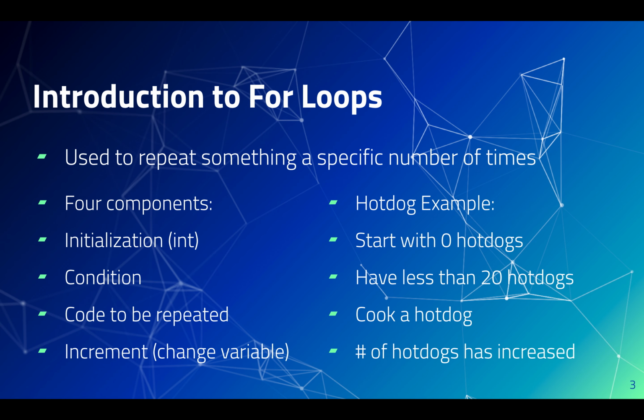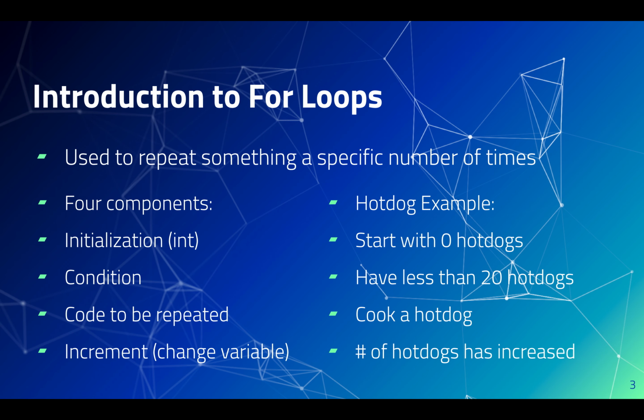Our initialization is how many hot dogs we start off with, which is 0. Then we have our condition for how long we want to repeat the process of cooking hot dogs. Since we want 20 hot dogs, as long as we have less than 20, we're going to keep cooking more. Once we have 20, we're going to stop the process because we already have enough.